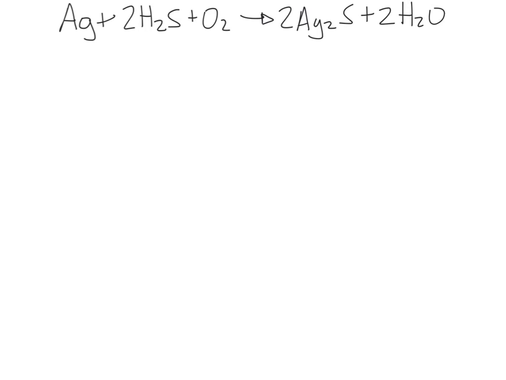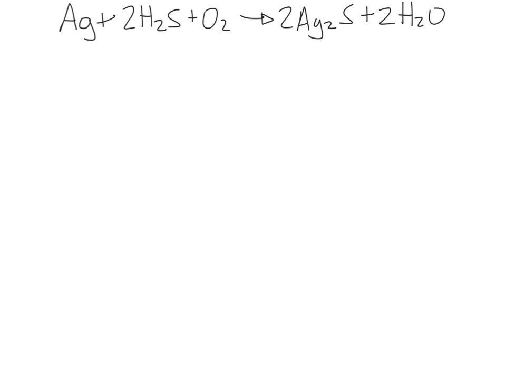So page 300, number 19 reads, silver tarnishes when it is exposed to small amounts of hydrogen sulfide, H2S, in the air. 4Ag plus 2H2S plus O2 yields 2Ag2S and 2H2O. How many molecules of hydrogen sulfide would react with 1.7 moles of silver?